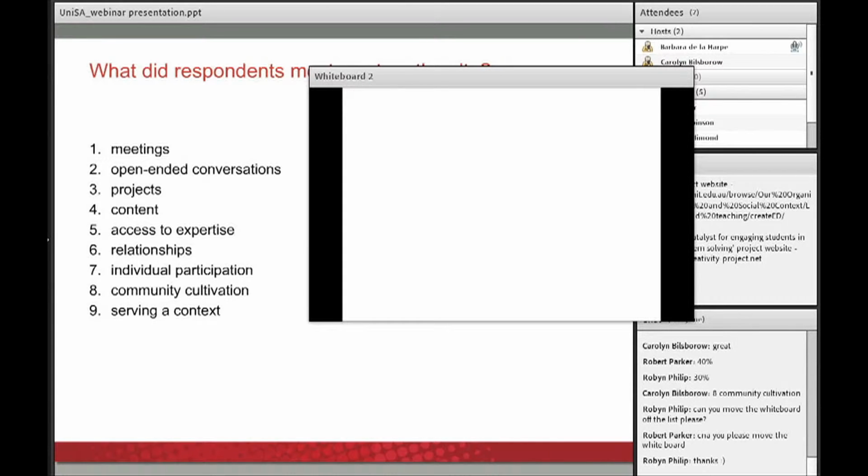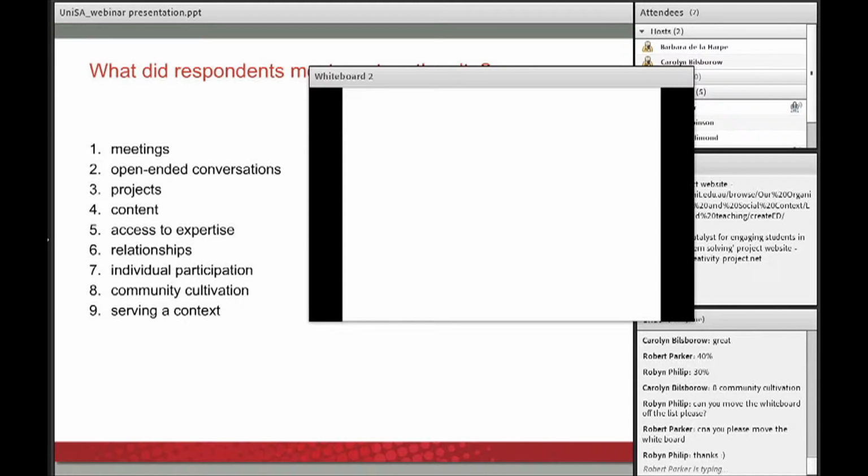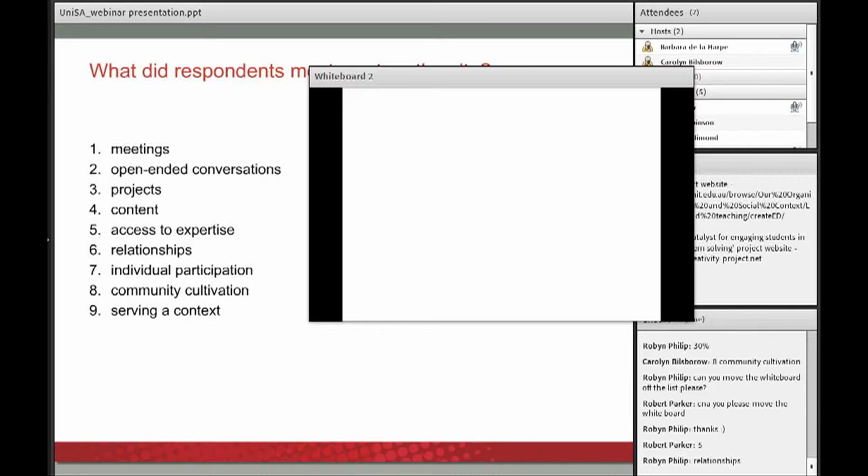And those 9 categories there were based on Wenger's 9 communities categories for communities of practice. So we've got access to expertise, we've got some votes around community cultivation, we've got relationships. I'm so glad you're going to see when you see our assumptions. All right, we so hope for that too.